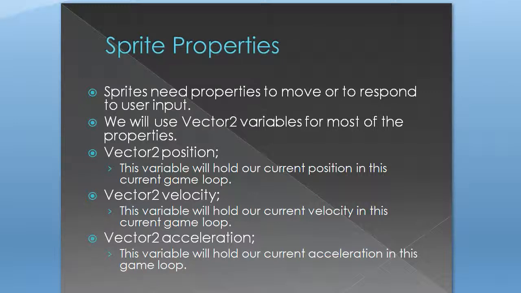So let's discuss sprite properties. Sprites need properties to move or respond to user input. We'll use vector2 variables for most of the properties. The three main properties that we need to focus on are position, velocity, and acceleration. We need the position because we need to know where we are inside the game window on this current loop so we can draw it properly. We need the velocity to find out how to update our position for this loop. And then we need the acceleration, to figure out how to increase the velocity to increase the position.